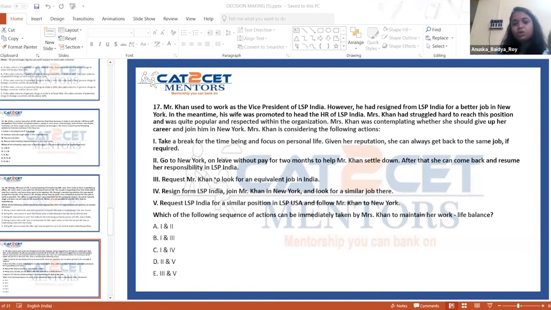So between 2 and 3, what do you think is the better option? Obviously, 2 is a better option because in 3, you are telling Mr. Khan to find a job in India when he is all set to move to New York. And in 2, we are saying that she leaves for some time, goes there without pay, helps him settle down, comes back and joins at the same position where she was. Between the two, which one do you think is a better option? Yeah, 2 is better, right? Guys agreed? You guys agreed to this, right?